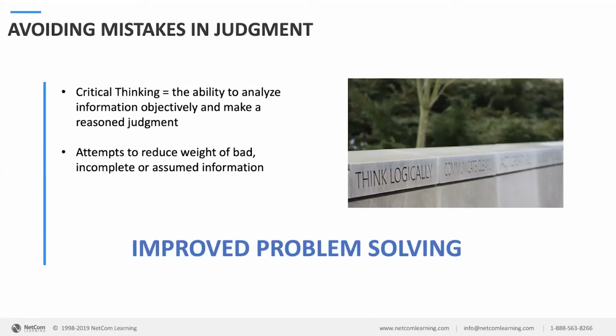The word reasoned next to judgment, that adjective, for you English folks in the crowd, I know we have a couple, I'm sure, means that we've thought it through. We've applied all logic to it, and we've come to a conclusion based on all the available information. And the goal is to try to reduce bad or incomplete or assumed information from ruling us when it's going to cause us more problems.